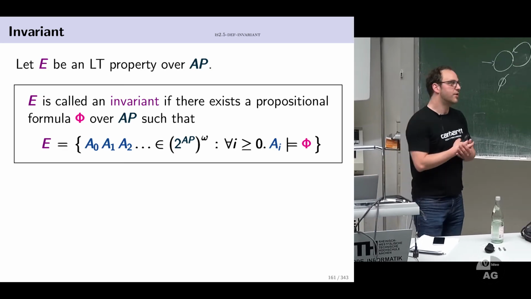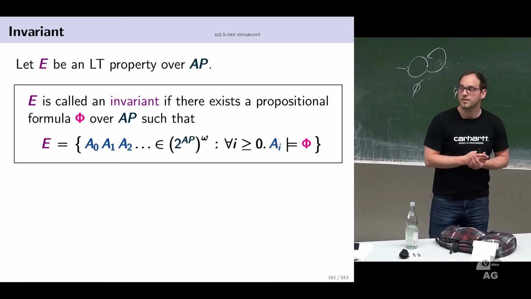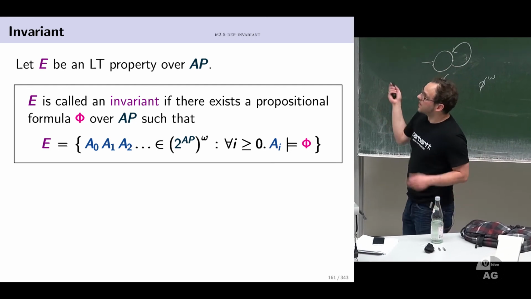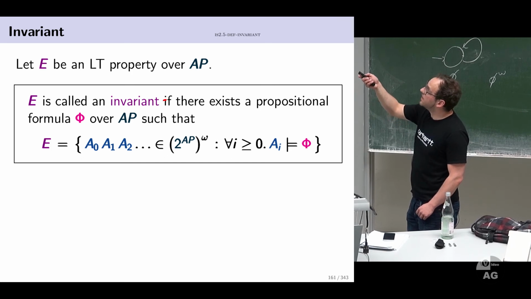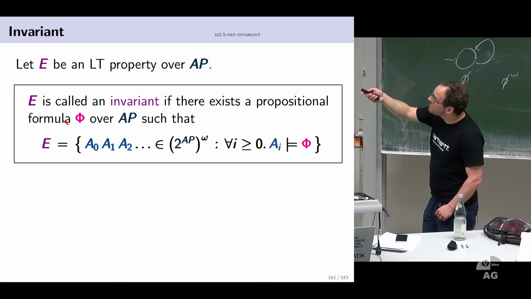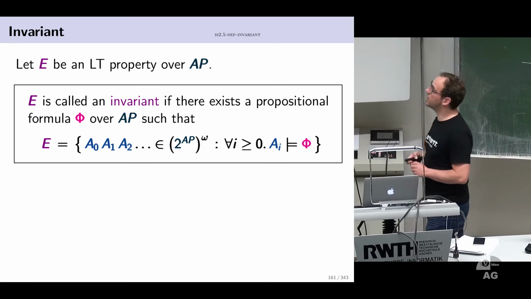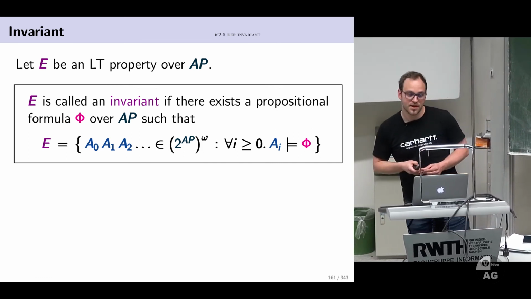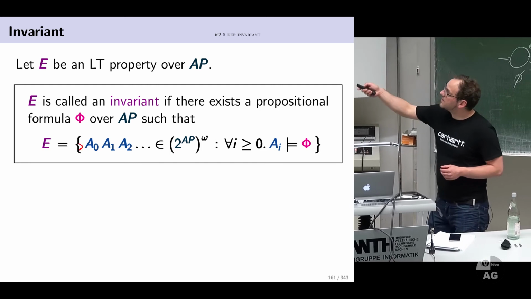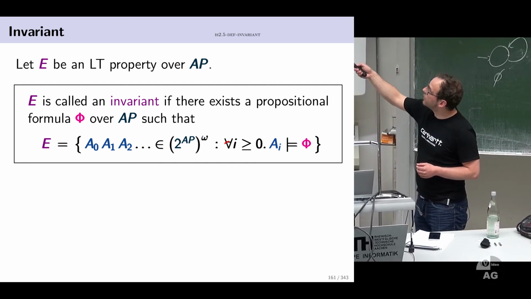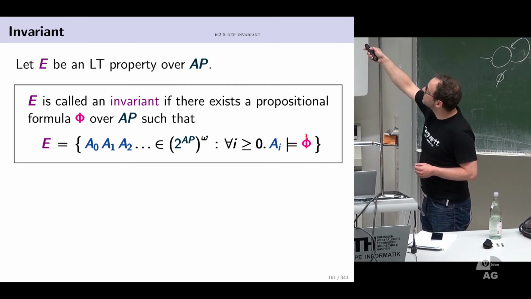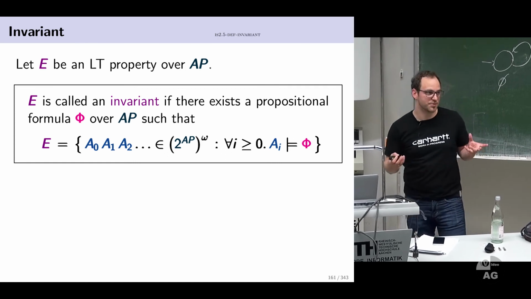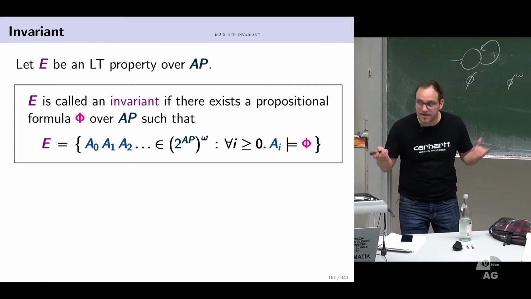Okay, so how can we now characterize an invariant? An invariant is a linear time property still. We call such a linear time property an invariant if we can find some propositional formula, phi, such that we can write this linear time property in the following way. It's the set of all infinite words such that for every position in this word, it satisfies the propositional logic formula.